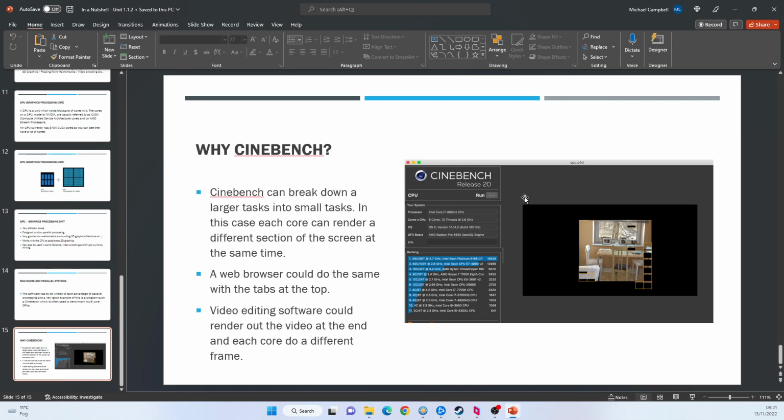Why have I chosen Cinebench again? Well, it visually shows the breakdown of the task as it renders the screen here. Basically, how Cinebench works is it renders a virtual 3D scene. And as you can see, each core is given a different section of the screen to render. If this was an animation, you could give each core a different frame or something like that. So the software has to be written to enable parallel processing.